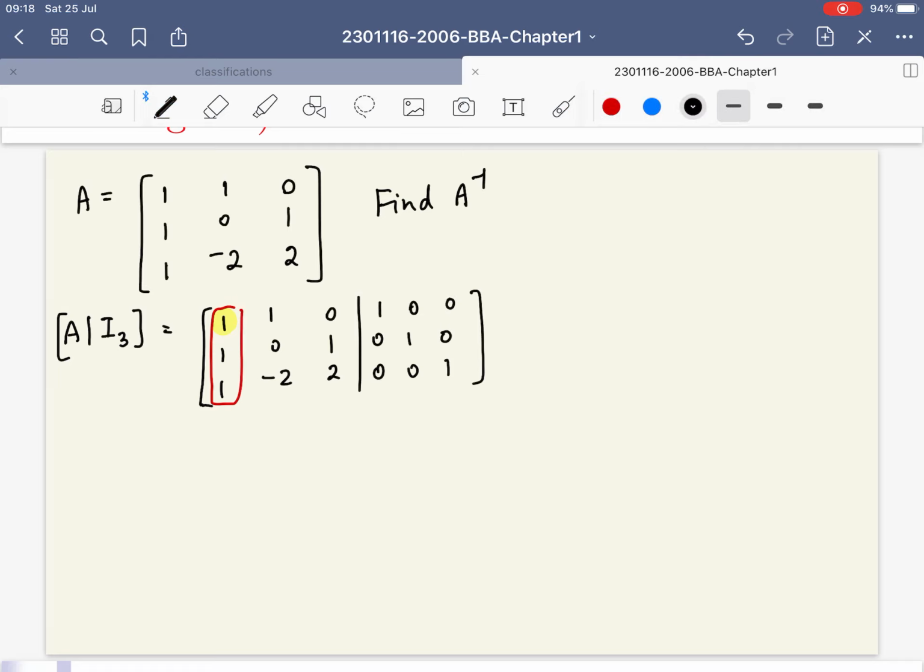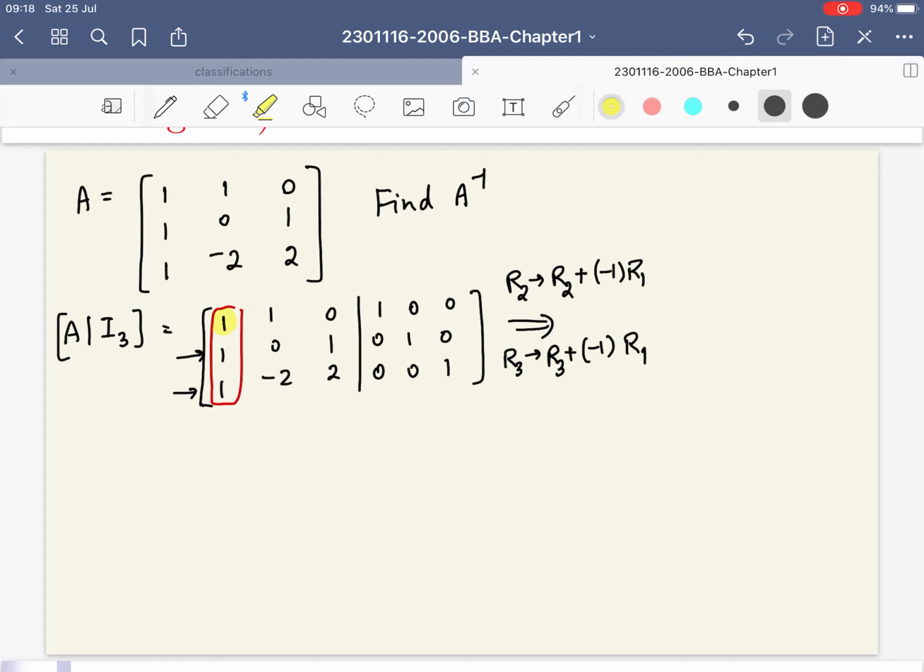So it means that you are going to change your R2 into your R2 plus the opposite number of the one that you are going to get rid of, multiplied by R1. Same thing applies with your R3. Just multiply by the opposite number of this position with your R1. You see, you must keep R1 as it is, the one that you use to change.